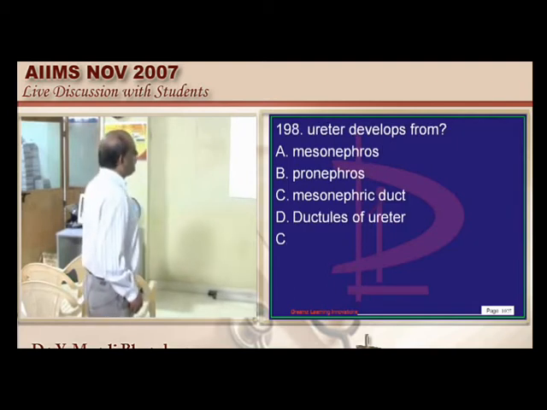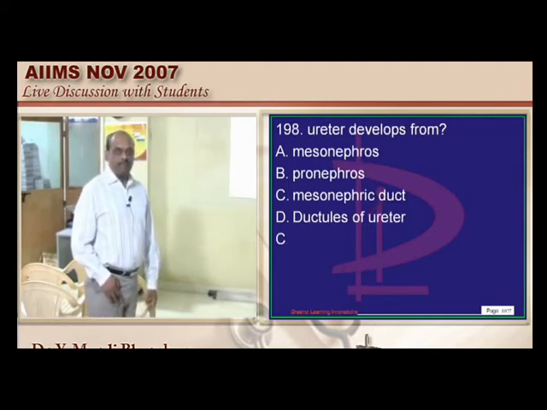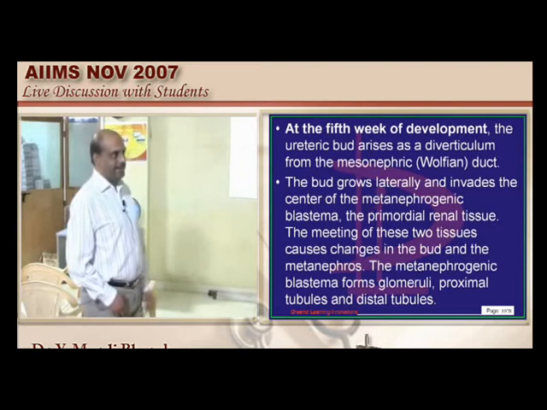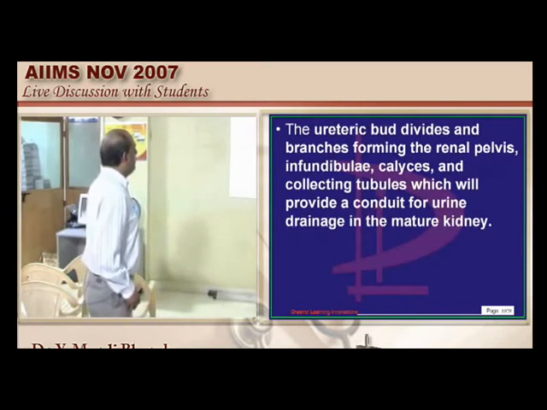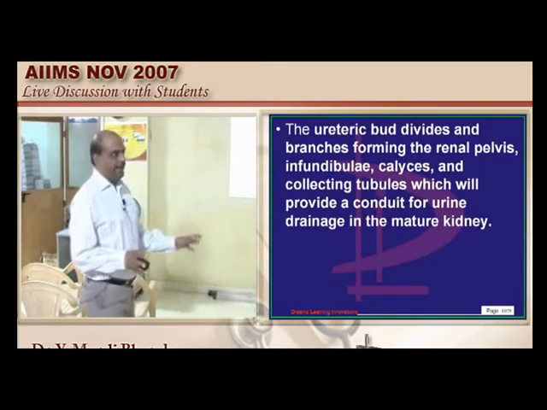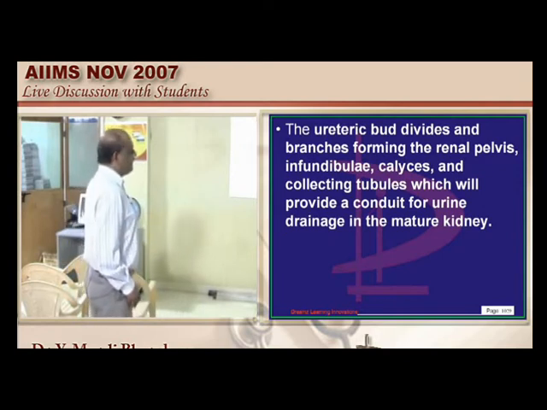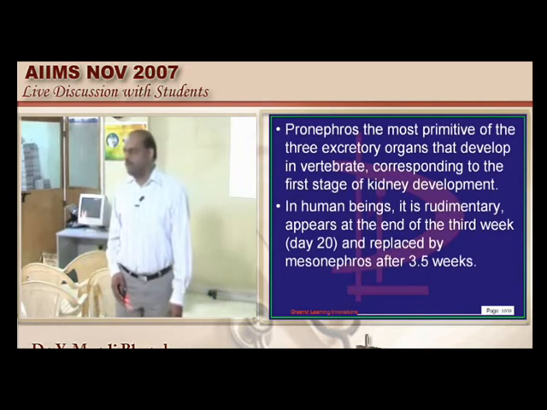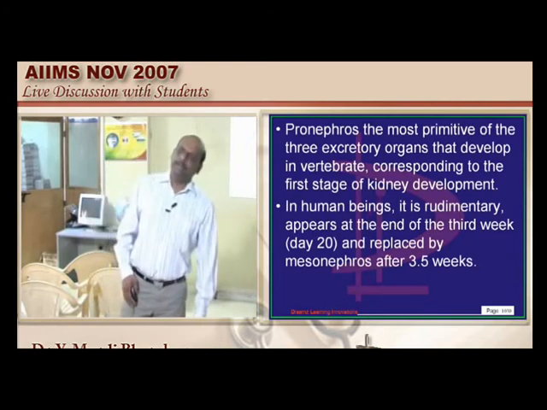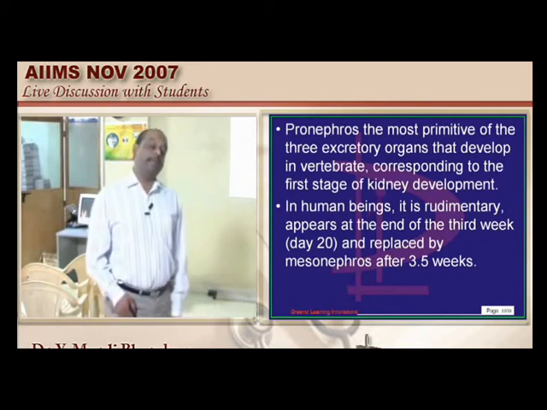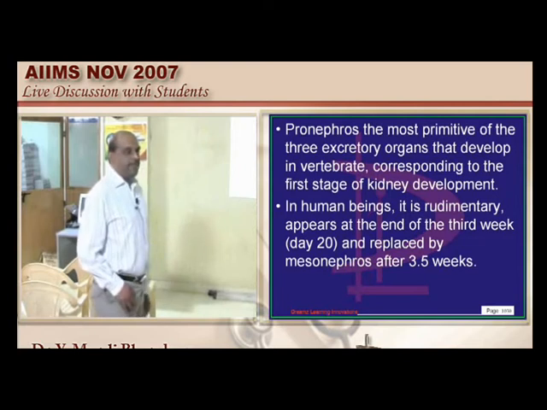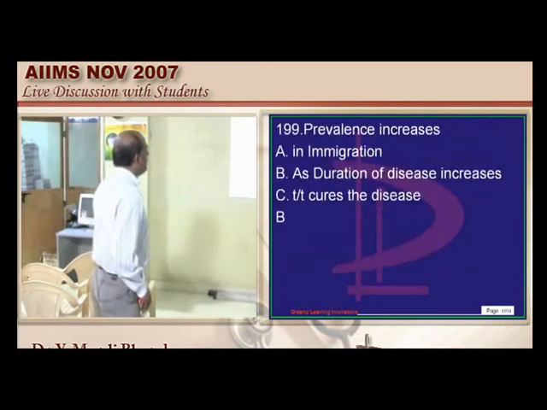Now, the ureter develops from where? Another traditional question. All of you know very well, at the 5th week of development, the ureteric bud arises from the mesonephric duct, the Wolffian duct, as a diverticulum, and the ureteric bud in turn divides and gives rise to the renal pelvis, calyces, collecting tubules, etc. Then what is this pronephros? Pronephros is too rudimentary. It is more important in the vertebrates, not in us. By about day 20 it is lost, and mesonephros is the one which is there with us.